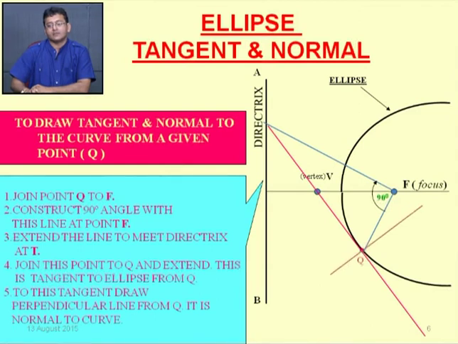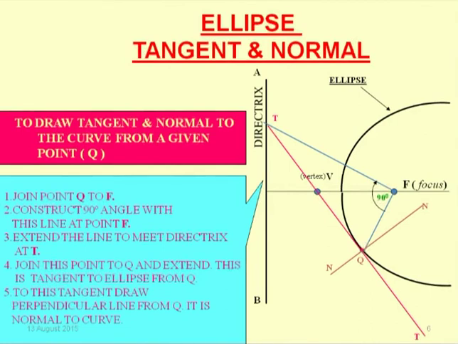and this is a normal which is perpendicular to this tangent. So here TQ is a tangent and NN is a normal to this curve. So I hope you can understand how you can draw a tangent and normal to this curve, the ellipse.